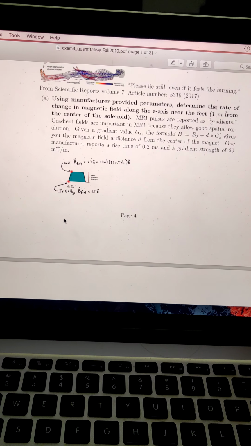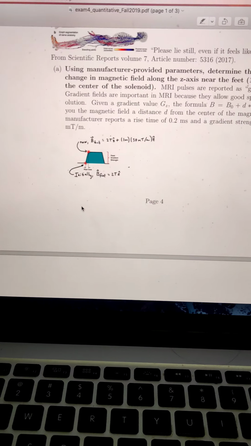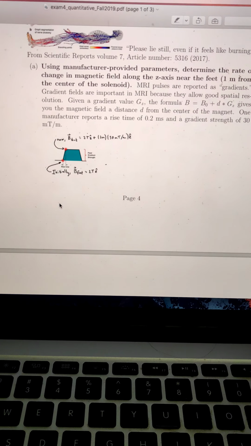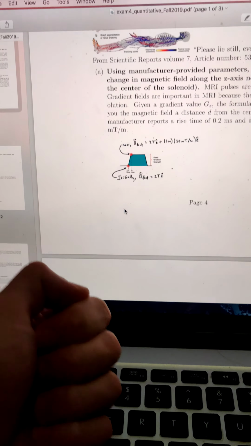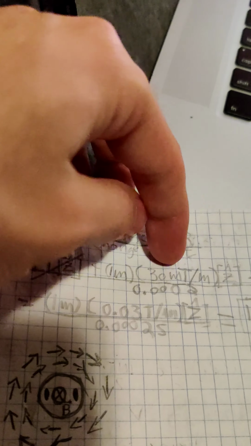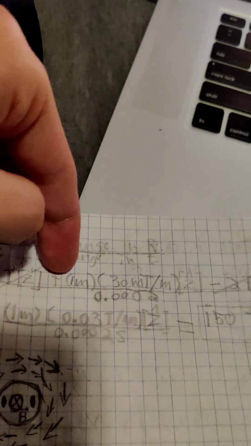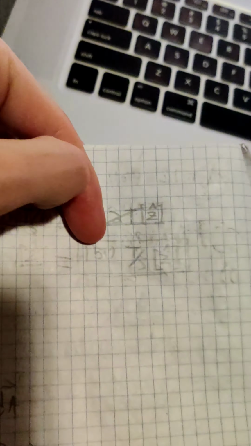Hi, I'm going to be making my exam for quantitative. So, for part A, it's asking to determine the rate of change in magnetic field, and we're already given the magnetic fields at an initial time and then a final time. So what we basically do is take the change in both of them and divide the change in B over the change in time. Since we're given the formulas, I just plug them in, and that's how I was able to get my answer.